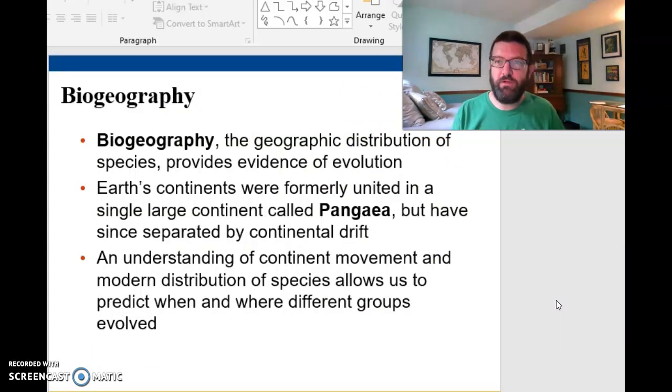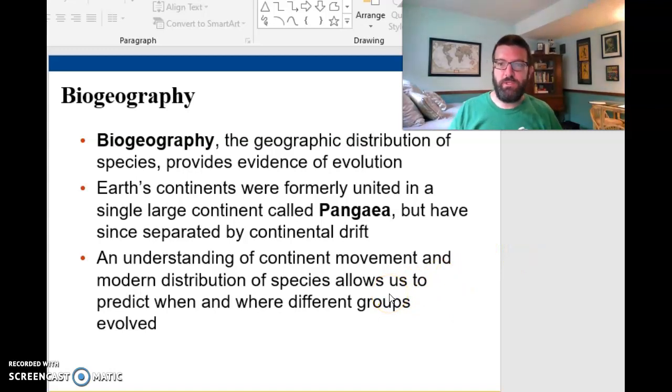Biologists will also often look at the geographic distribution of species, or biogeography, to examine how they evolved, right? So we know from a lot of geological evidence that Earth's continents move, and they used to be united in a big, large continent called Pangaea that has then broken apart through continental drift. It's separated, and we have what we see today with Eurasia and Africa and North and South America. And an understanding of that movement allows us to understand the pathway of evolution, right?